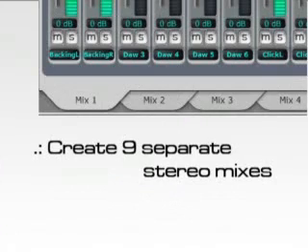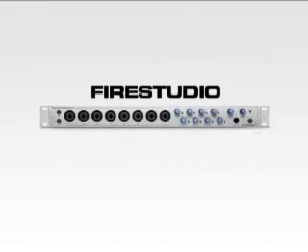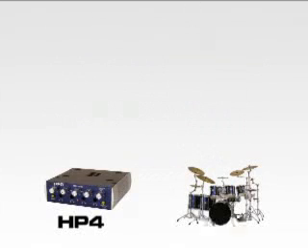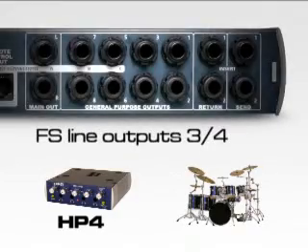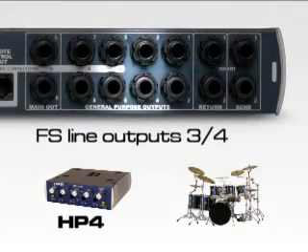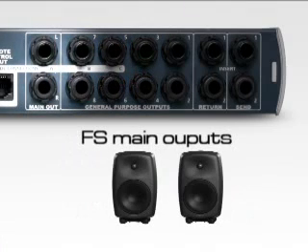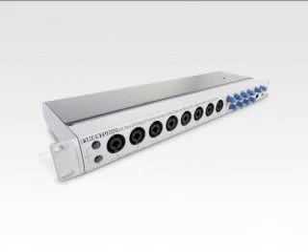The hardware setup we're using for this demonstration is a Firestudio, a Digimax FS connected to the Firestudio's ADAT in and out, an HP4 headphone amp for the drummer connected to the Firestudio's line outputs 3 and 4, another HP4 for the other musicians connected to the Firestudio's line outputs 5 and 6, and finally, studio near-field monitors connected to the Firestudio's main outputs.